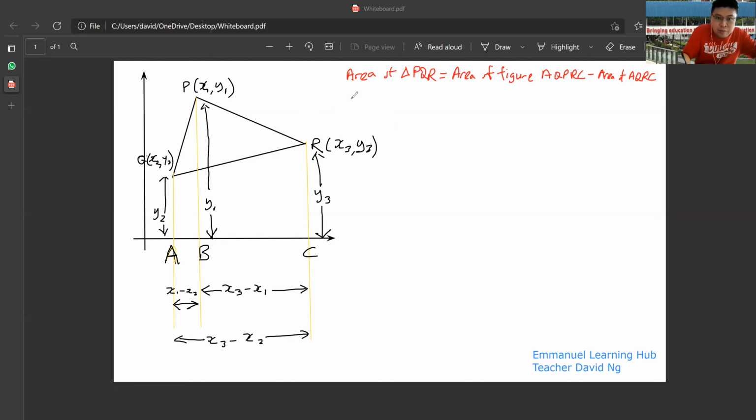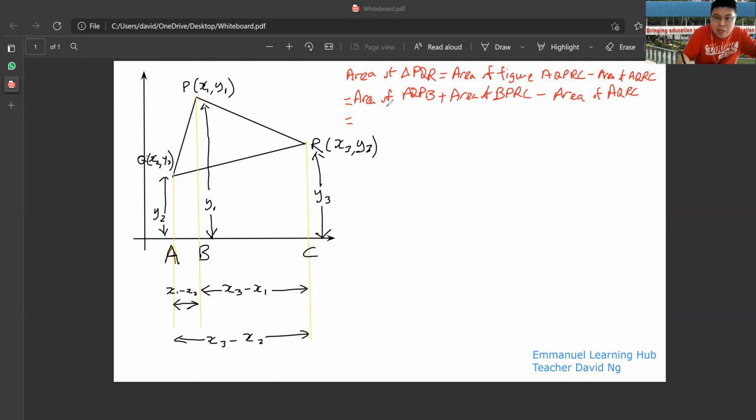So the area of AQPRC would be the area of this trapezium AQPB plus the area of BPRC, minus the area of AQRC. This part you understand, no?